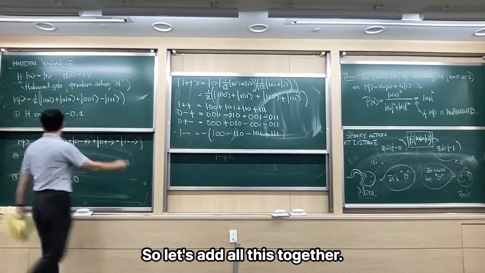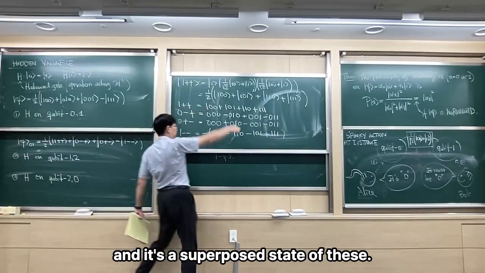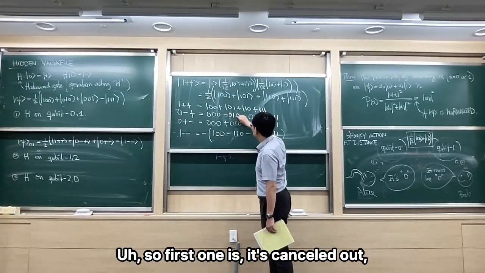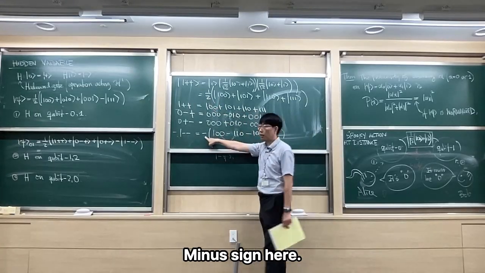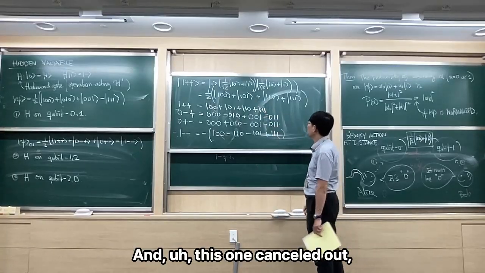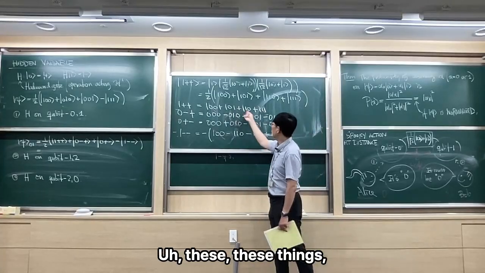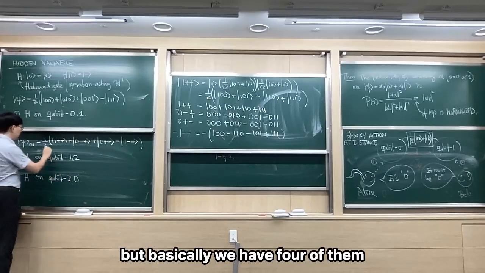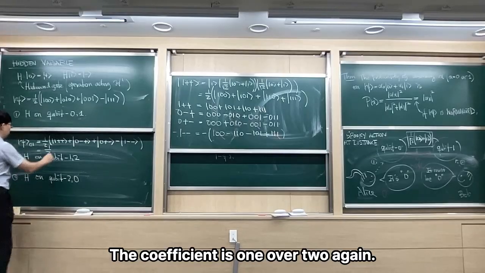So let's add all this together. So after taking Hadamard, everything is changed into these states, and it's a superposed state of these. They are canceling out. So first one, this is canceled out, and this one is canceled out. My minus sign here, and this one canceled out, and this one is canceled out. So what do we have? These things. So we can combine them together. So basically, we have 4 of them, and you can check the coefficient later. So its coefficient is 1 over 2 again.